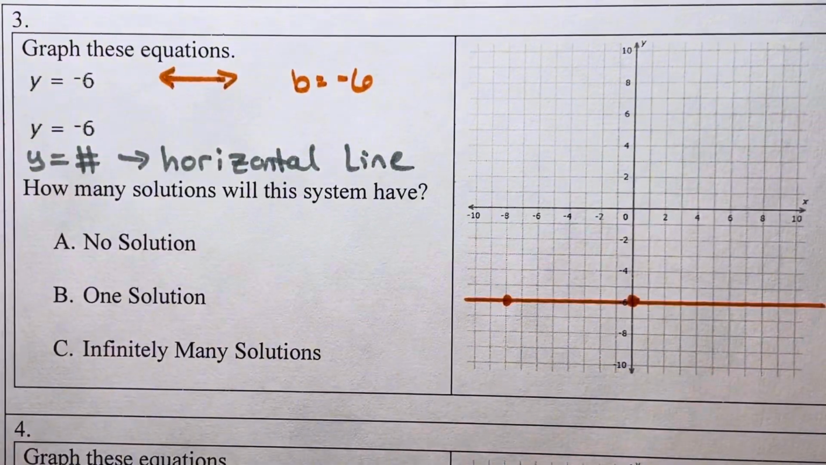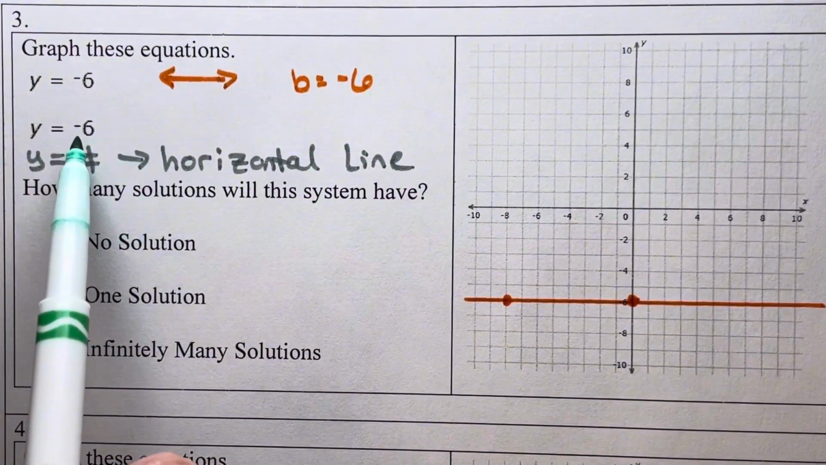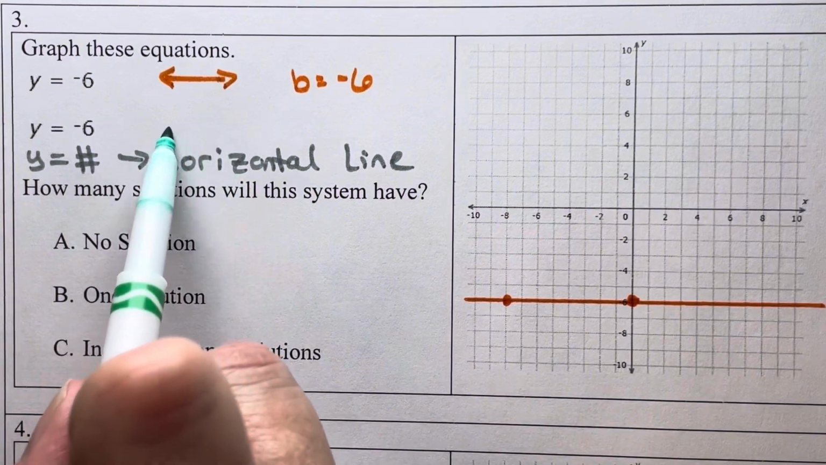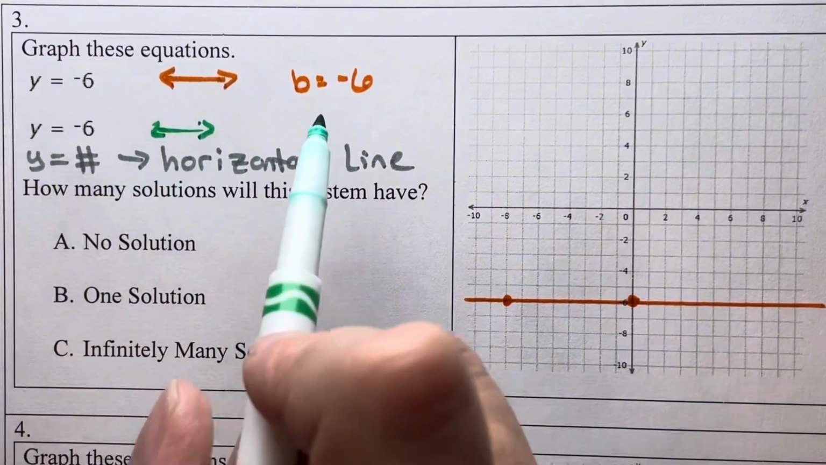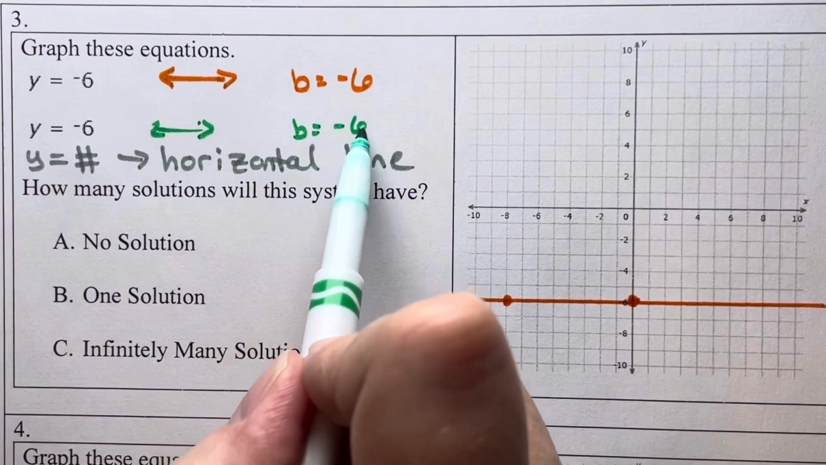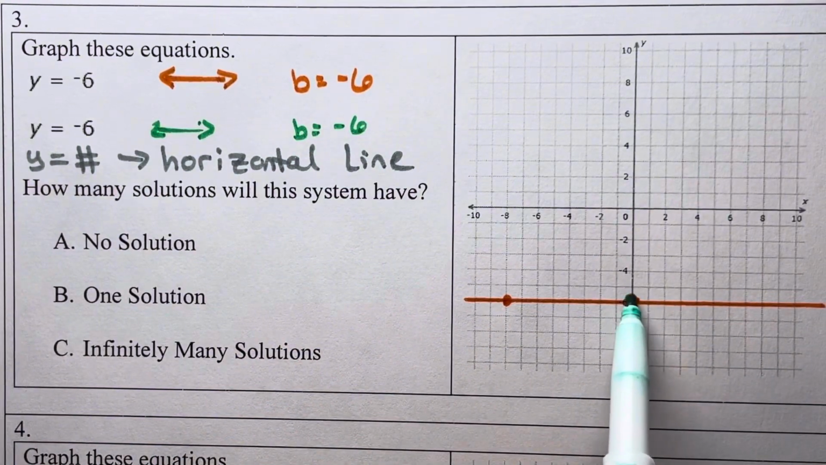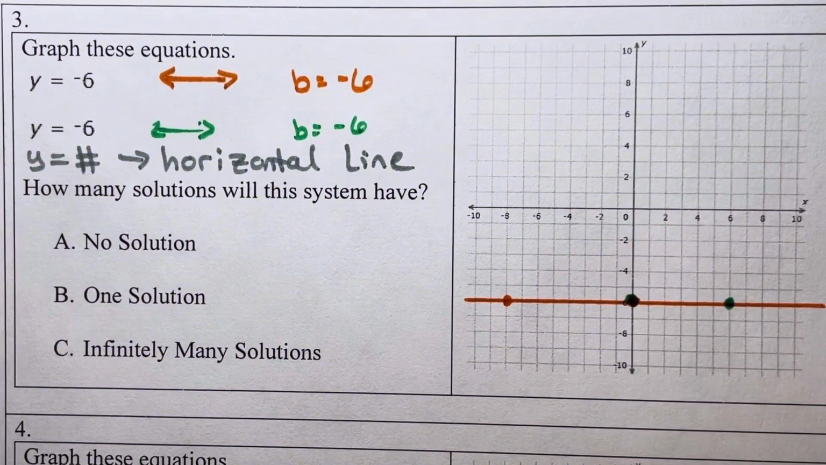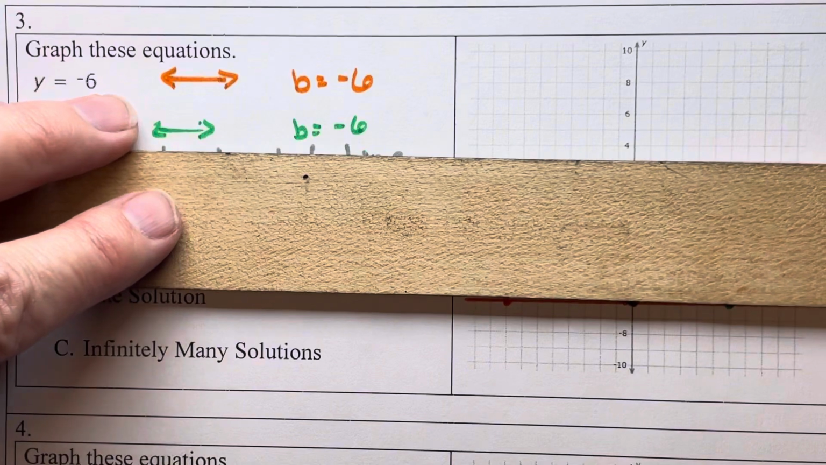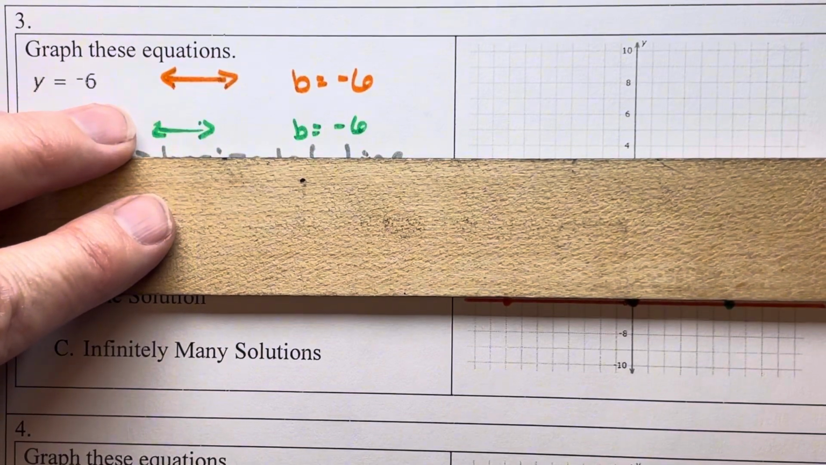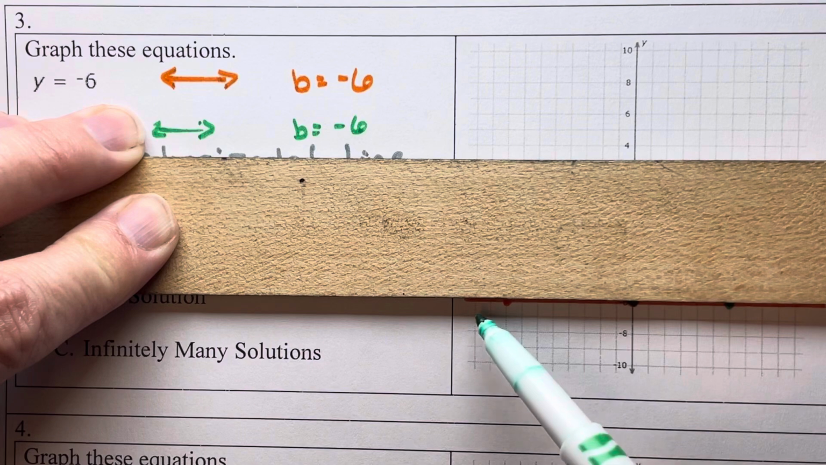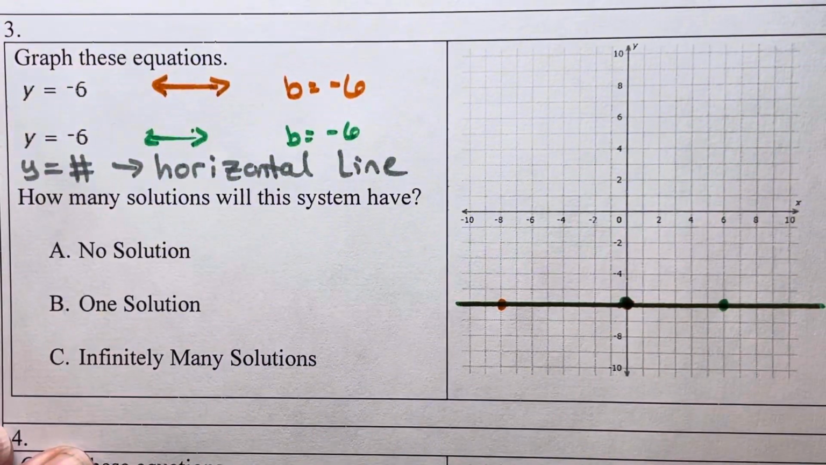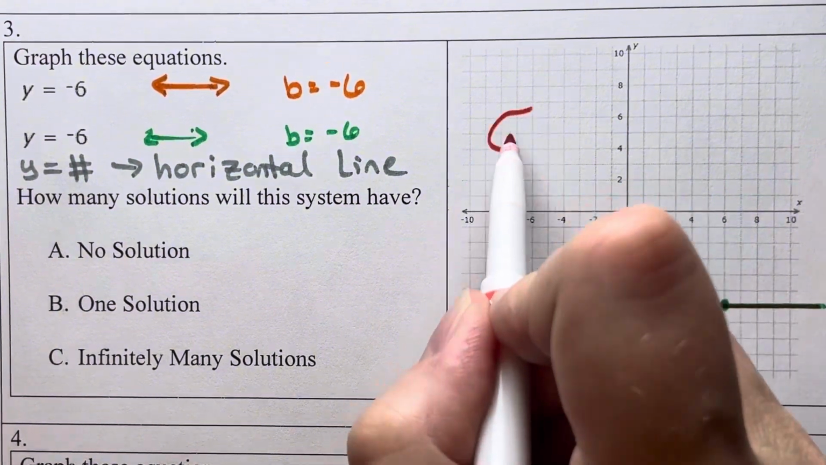But being that my second equation is also y equals -6, still a flat horizontal line, again with a y-intercept at -6, that means that we're going to have the exact same line. And I chose a different set of points to work with to make my line, and that's just fine. Okay. So we can see, hey, this is the exact same line.